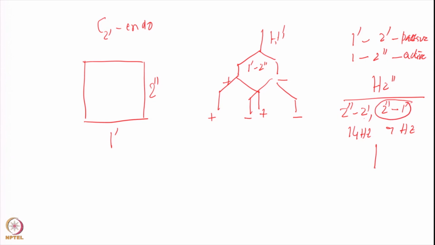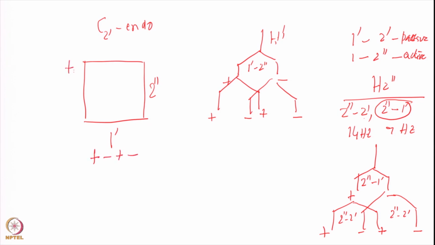So therefore if I want to draw first the splitting due to the active coupling, this will be plus minus, and this will be of the order of 2, this is 2 double prime 1 prime coupling, and this will be further split into 2 because of the 2 prime 2 double prime coupling. Therefore this will be plus plus minus minus, this is 2 double prime 2 prime coupling. So this also will be plus minus plus minus. So what will be the fine structure? So therefore I will have here plus minus, and here also I will have plus minus.